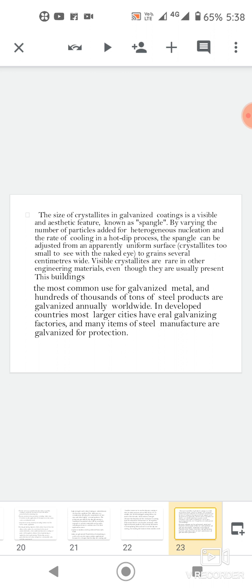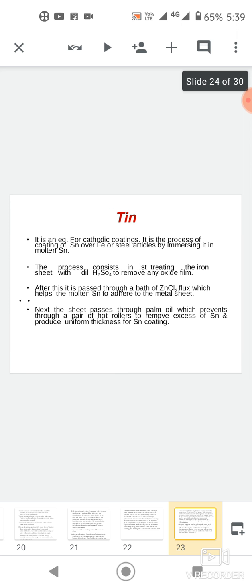Galvanized metal is the most common, and hundreds of thousands of tons of steel products are galvanized annually worldwide. In developed countries, most large cities have galvanizing factories, and many items of steel manufactured are galvanized for protection.